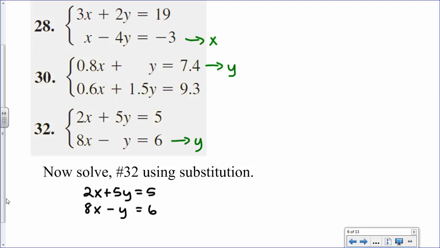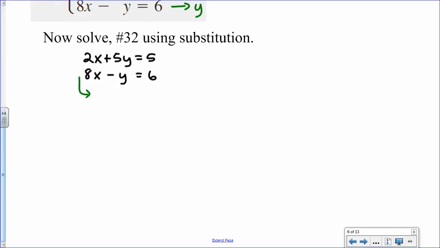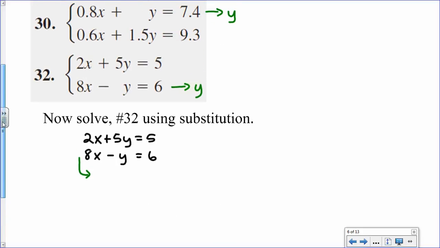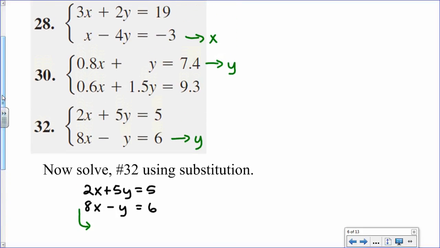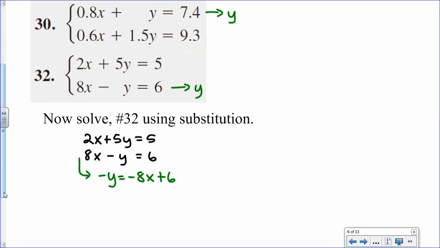Okay, so I want to take this equation and I want to solve for y. So if I subtract 8x, I get negative y equals negative 8x plus 6. And when you divide by negative 1, you're just switching all of your signs. So positive 8x, negative 6.